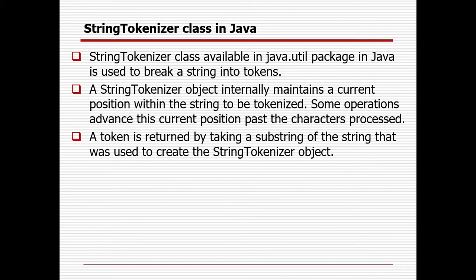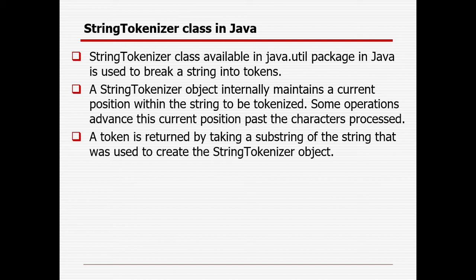The StringTokenizer class, available in the java.util package in Java, is used to break a string into tokens. Suppose you are passing a huge string which is separated by comma, or separated by space, or separated by colon. You want to break everything which is separated by some attribute. So using the StringTokenizer class, you can break it into different tokens.